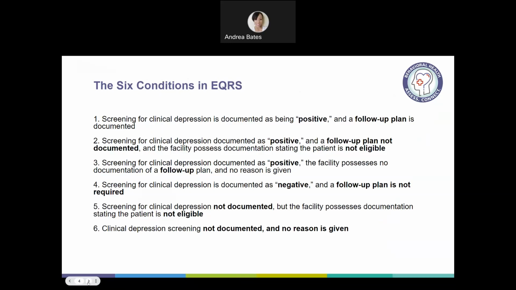If you screen a positive patient and document it in the patient's EMR, we want to make sure on the facility side it's documented correctly. Therefore, when it batches or crosses over into EQRS, the correct positive screening is being indicated.